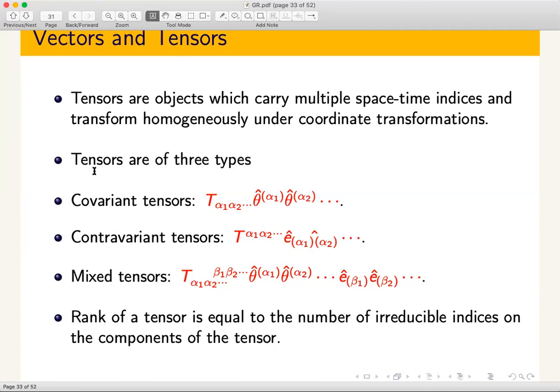So tensors are a more generalized notion, which of course incorporates vectors inside it. In fact, you may have a tensor which carries no index, and therefore there is no theta or e multiplying it. That is also a tensor, carrying no index, which is what we would call a scalar.